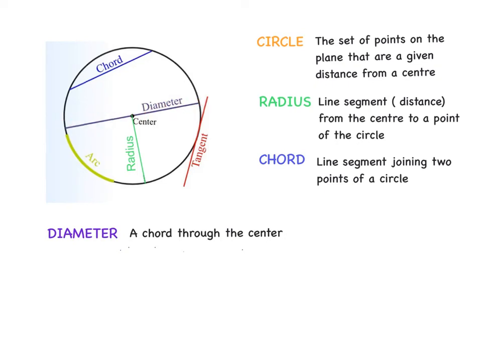And then we have an arc. It might be here and here. An arc is a part of the circle. And then we have a tangent here. This is a line which just touches a circle.